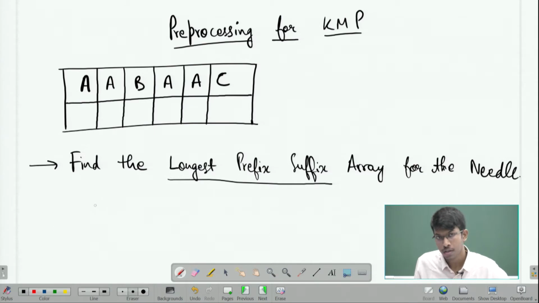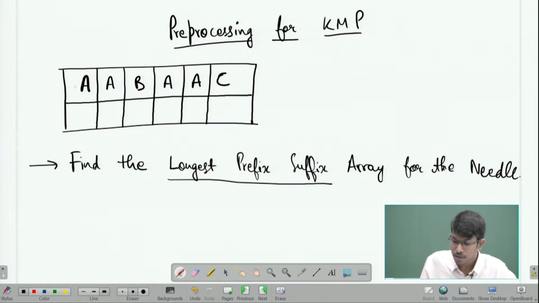Now what is it? At each character, the LPS array's value tells us that till there, what is the longest suffix, which is also the prefix of that particular needle, up to that point. For example, let's illustrate using an example.